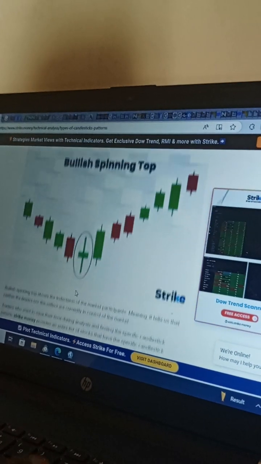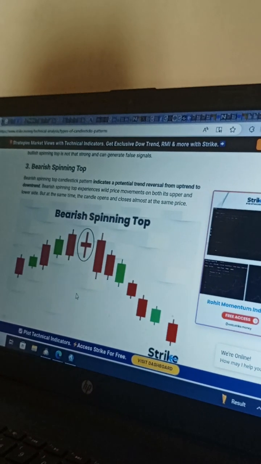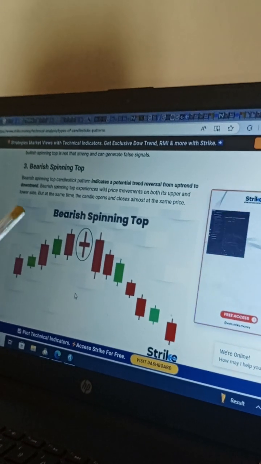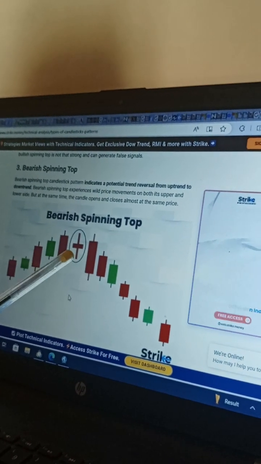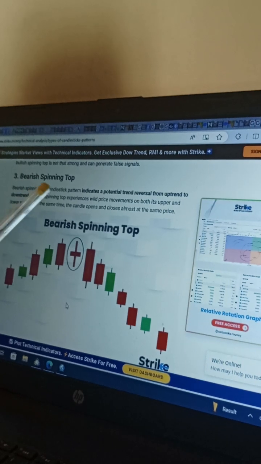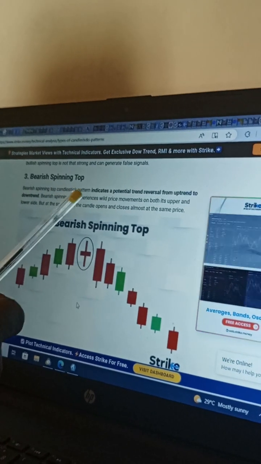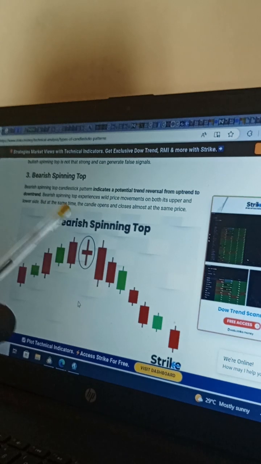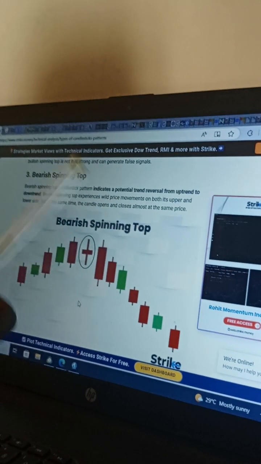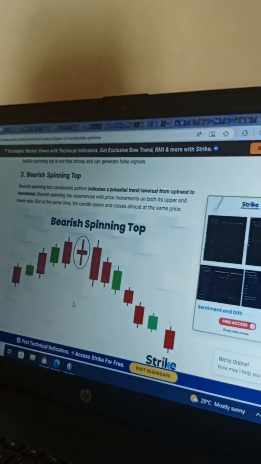We are going to the next one. The bearish spinning top is the same thing, just that the bullish spinning top appears at the end of a downtrend, while this one appears at the end of an uptrend. The bearish spinning top candlestick pattern indicates a potential trend reversal from uptrend to downtrend. It experiences wild price movement on both its upper and lower side, but at the same time the candle opens and closes almost at the same price. So it's the same thing, just that this one occurs at the end of an uptrend.